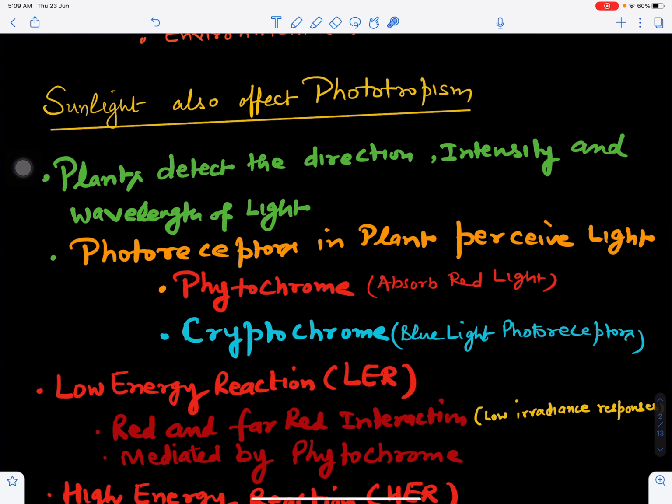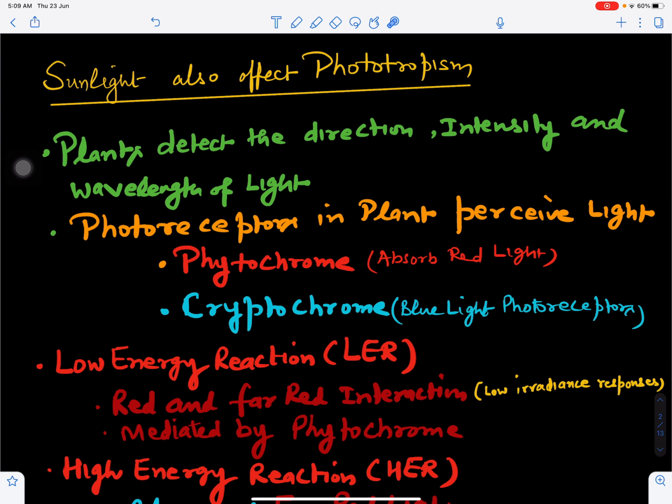So we know that when a plant is present in sunlight, supposing this is the plant, this will bend toward the light, right? And this bending of the plant toward the light is also called phototropism. So sunlight also affects phototropism. Plants move toward the light. This is called phototropism.